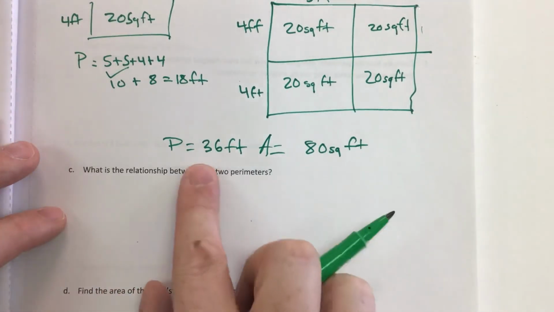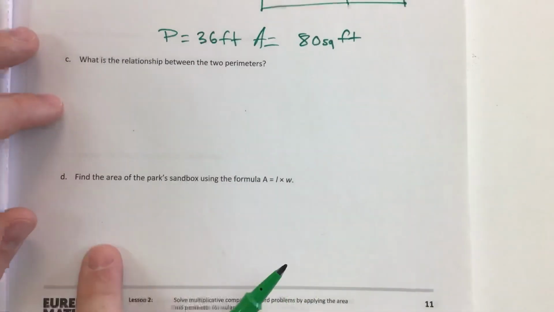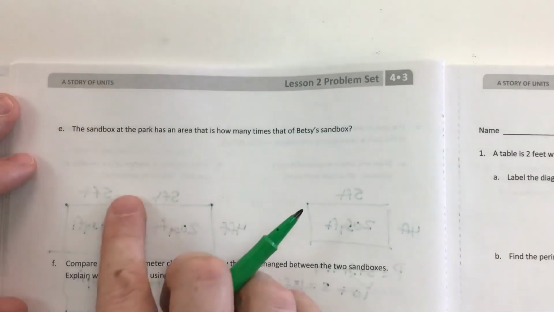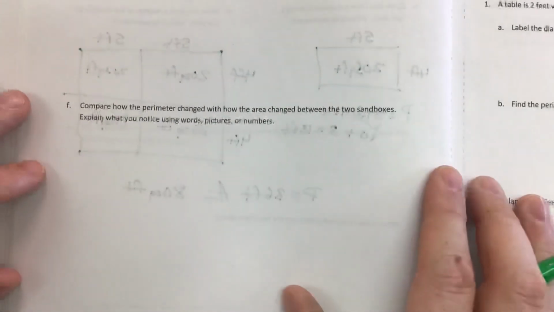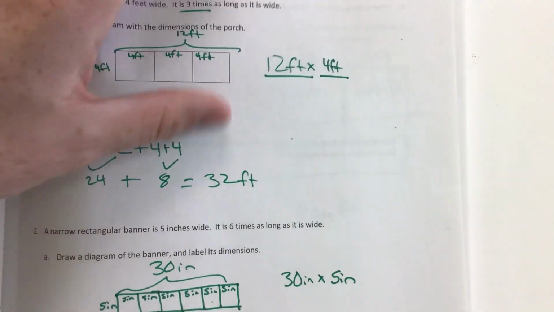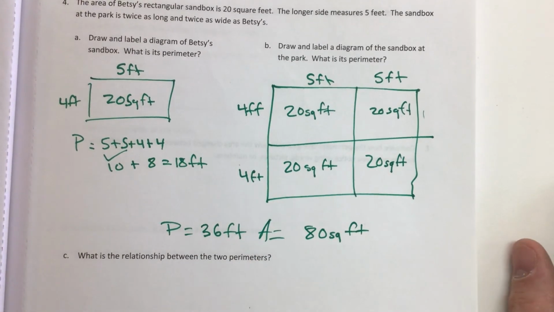What's interesting is for C, what's the relationship between the two perimeters, between 36 and 18? How are they related? What would the area, and we kind of found that already for D. E asks us, how is the area of the sandbox of the park related to Betsy's, and how did the perimeter and area change between those two? Once we recognize the area and perimeter of each of the sandboxes, we can see how they are related and fill out the rest of those questions.